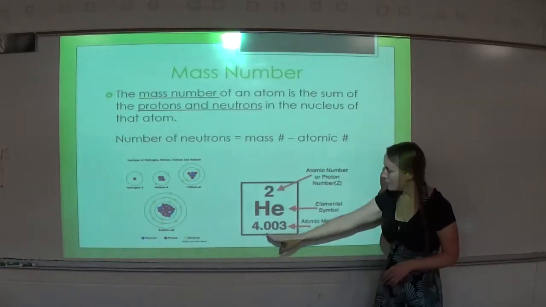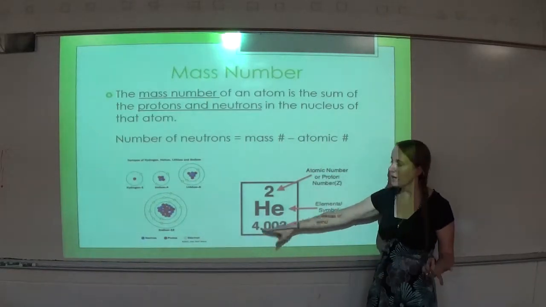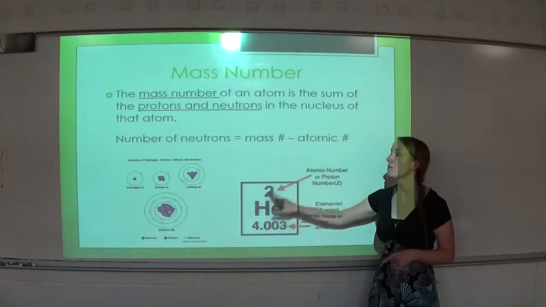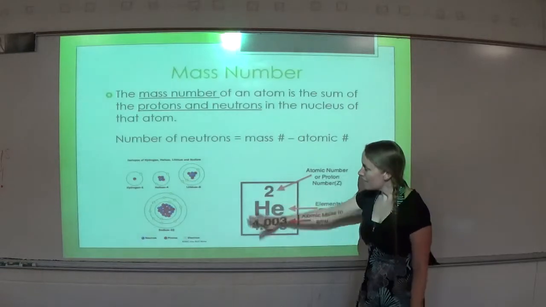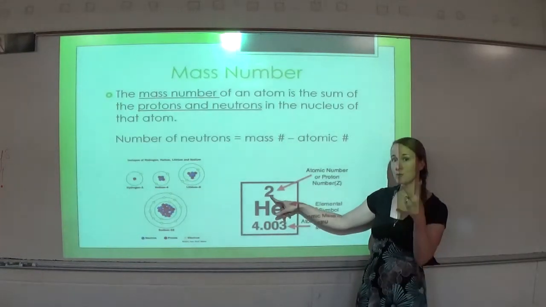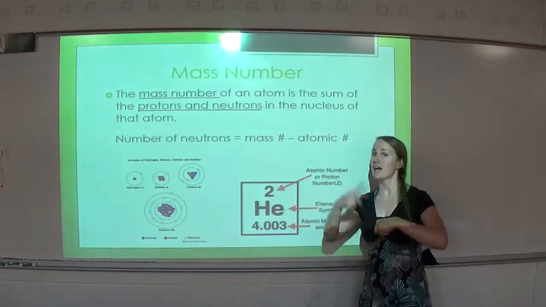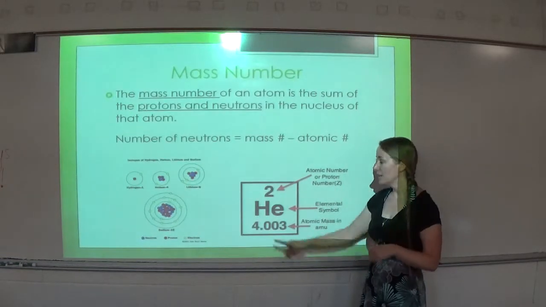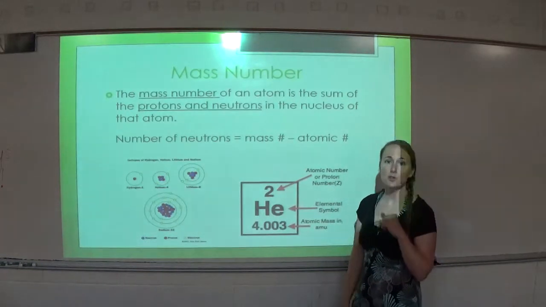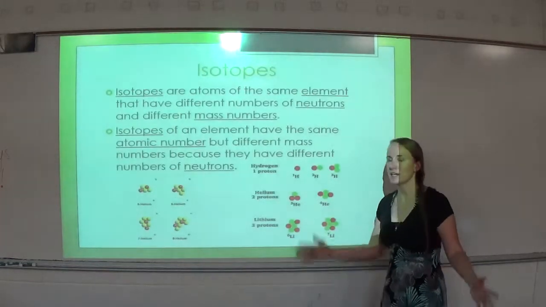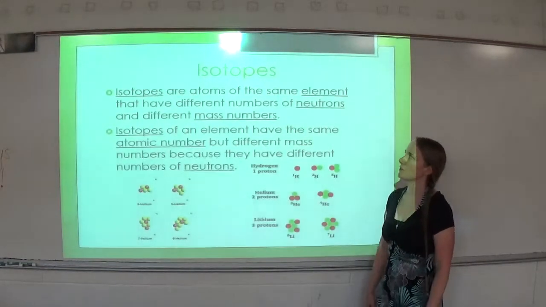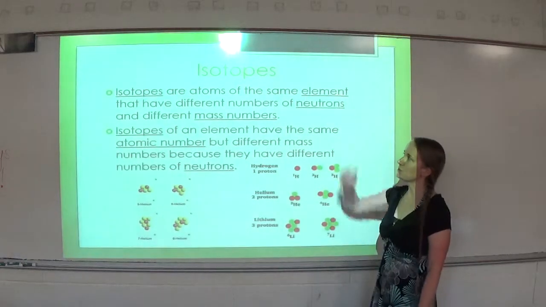So for example, if I know my mass number is 4 and my atomic number is 2, 4 minus 2 gives me 2 neutrons. So for this, I would know atomic number is 2, so that means 2 protons. Since I have 2 protons, I have to have 2 electrons to cancel it out. And then 4 minus 2 gives me 2 neutrons. Now those numbers aren't always the same, so don't think like, oh, well, obviously they're just all 2. It doesn't always work that way. So isotopes, what are isotopes?